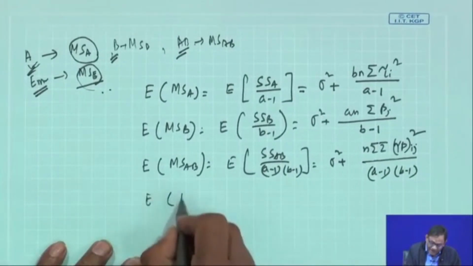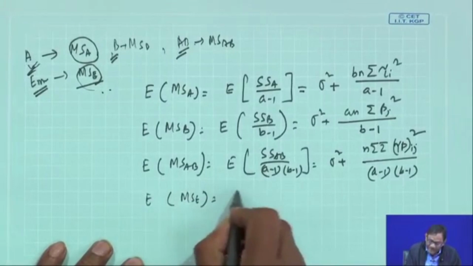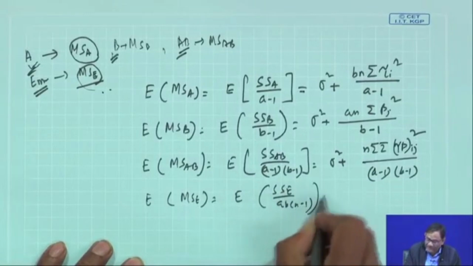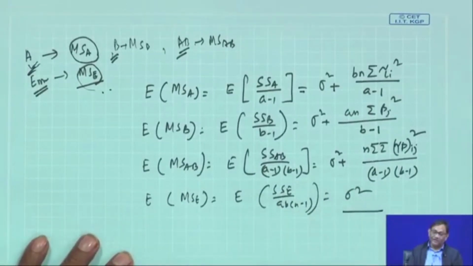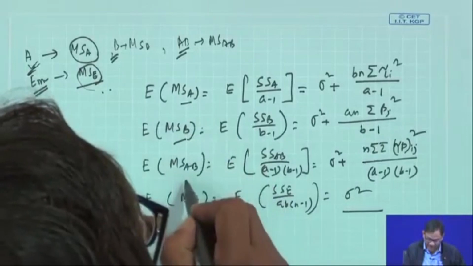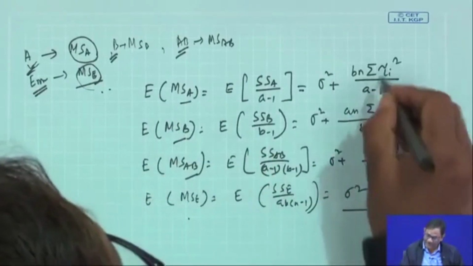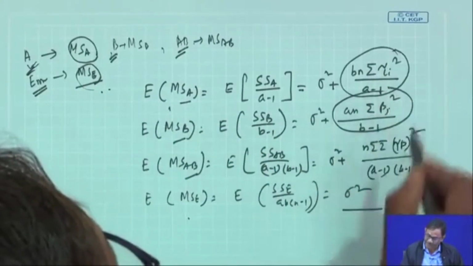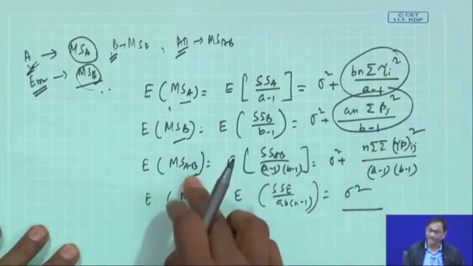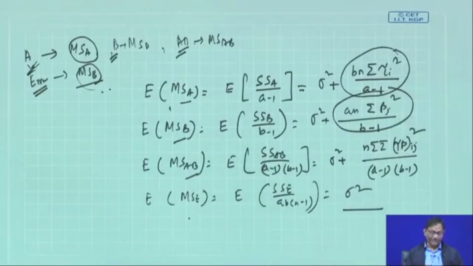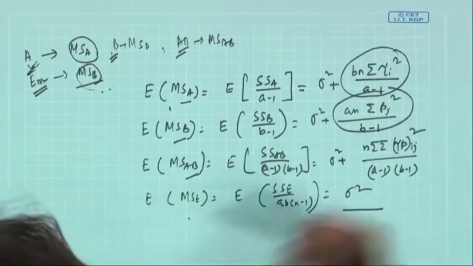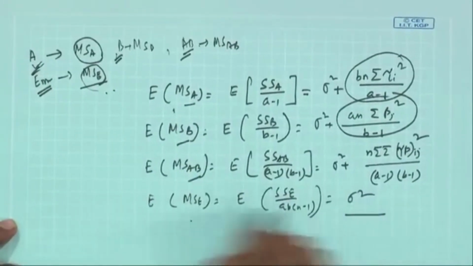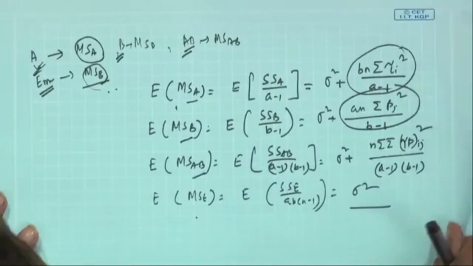Interestingly, MSE, the expected value of SSE by AB into n minus 1, is sigma square. So, if each of the effects is contributing, then the expected mean square should not be 0 for factor A, should not be 0 for B, and should not be 0 for AB. They should be significantly more, otherwise they will all be equal to MSE.